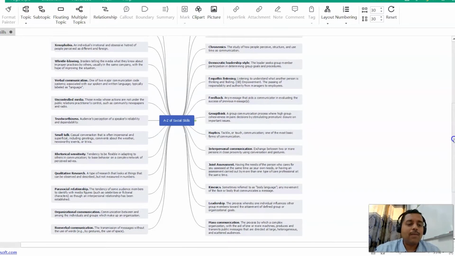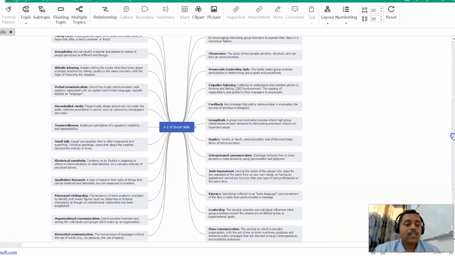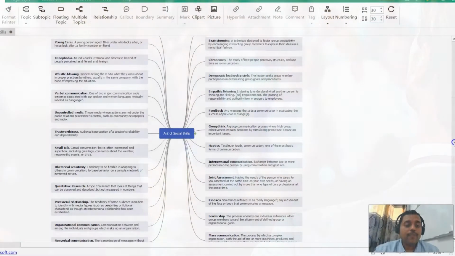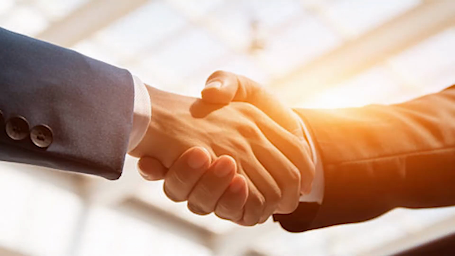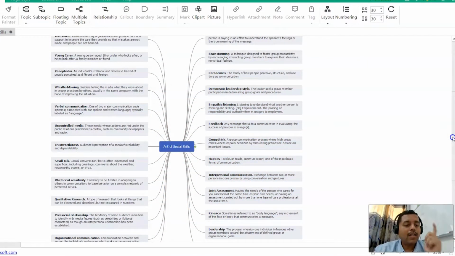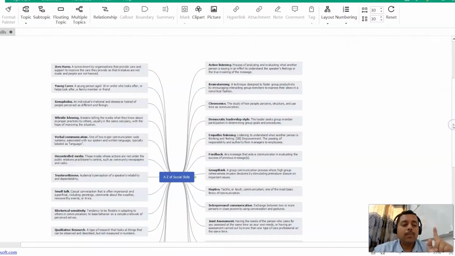A to Z. Come on, talking about qualitative research for Q. Q stands for qualitative research. And R stands for a different kind of sensitivity. We call it rhetorical sensitivity. We will talk about that as well in detail. S for small talk. T for trustworthiness, which is very important in terms of social skills. Then U, uncontrolled media. We know that very well. V stands for verbal communication. W stands for whistleblowing. And X stands for xenophobia.